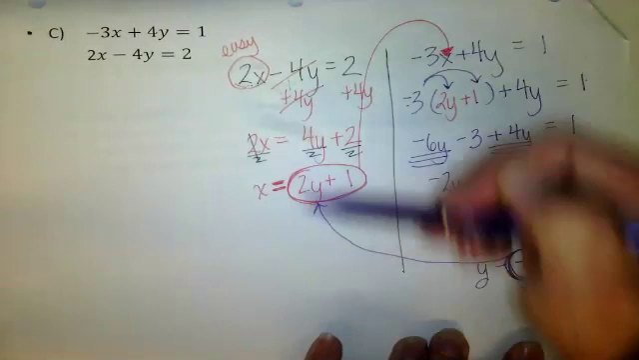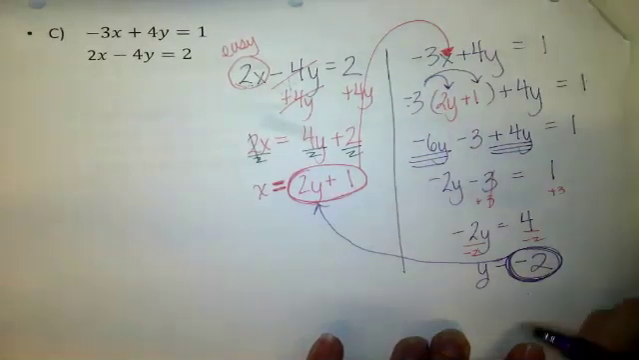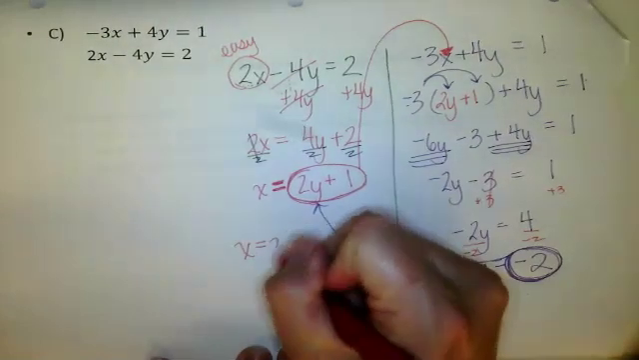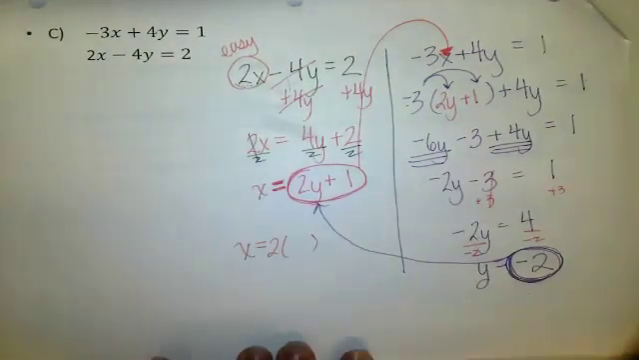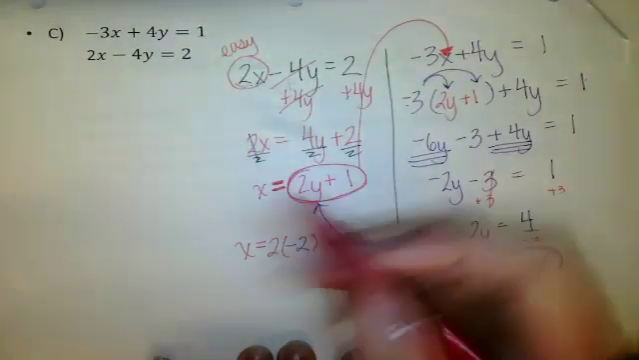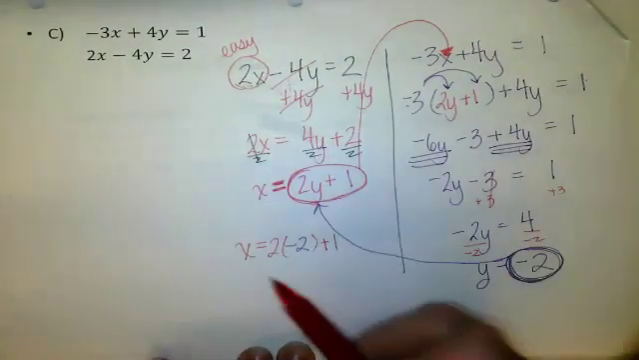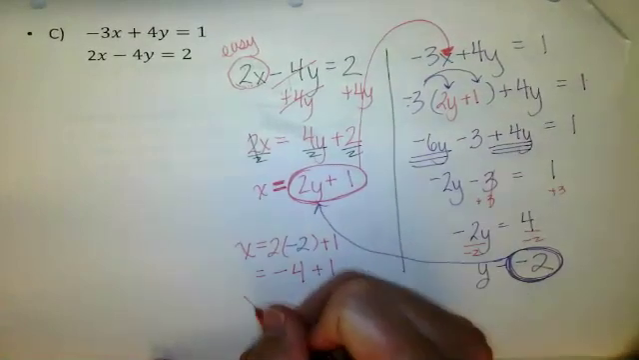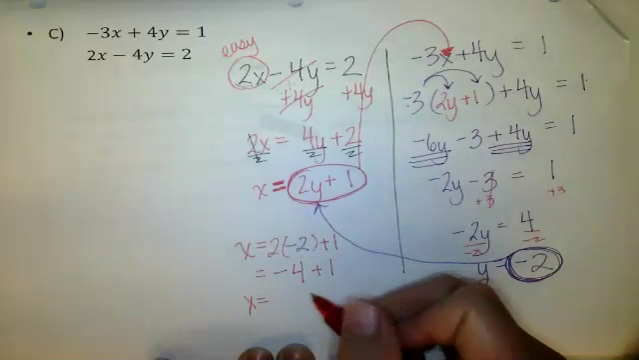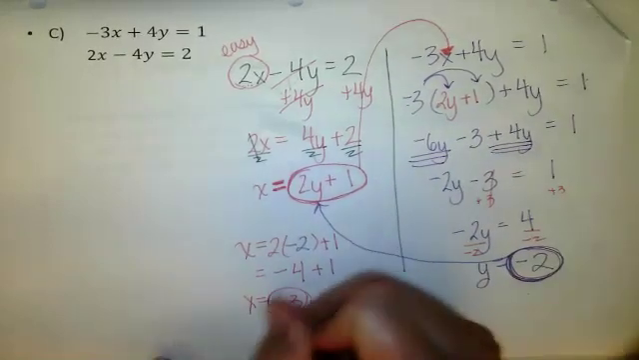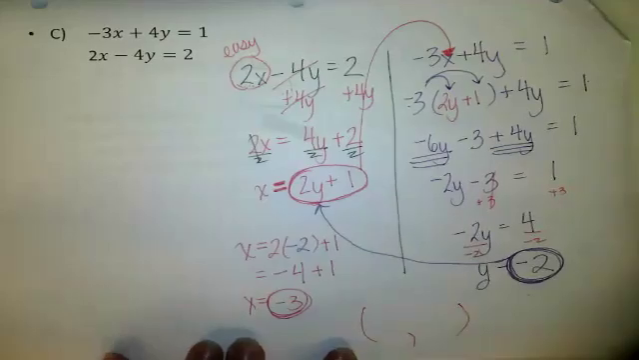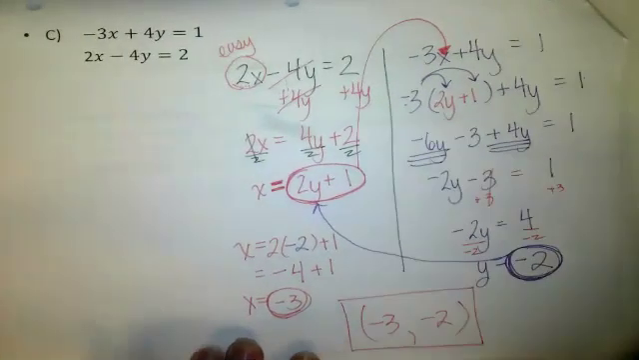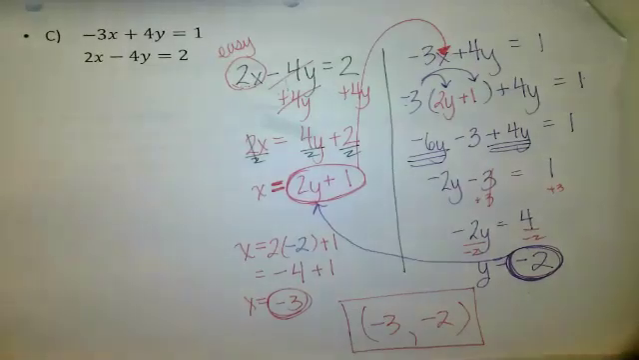Now you see this circle went the other direction. That's fine. Doesn't matter. Completing the circuit. Closing that circuit. Negative 2 in place of y. Negative 2 plus 1. 2 times negative 2 is negative 4 plus 1. So negative 4 plus 1 is negative 3. So what's my ordered pair? Negative 3, negative 2. All your answers should work out real nice, just like we have in notes today.